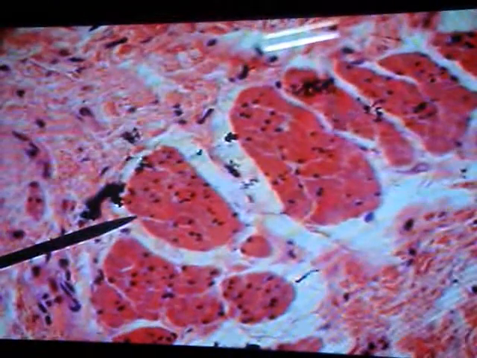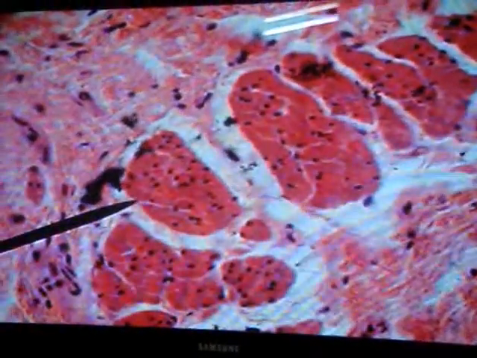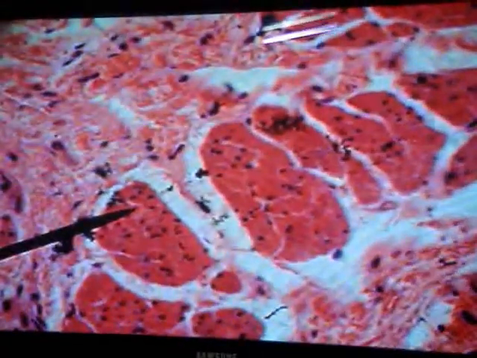Now deep to the lamina propria is the muscularis mucosae. It's made up of smooth muscle fibers. The muscularis mucosa is not so well developed in the upper one-third of the esophagus. As you go down from the middle one-third to the lower one-third, it is very distinctly seen. Here you can see the cross section of the smooth muscle fibers of the muscularis mucosae.